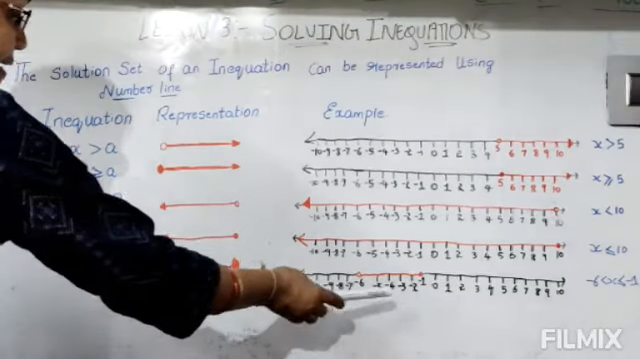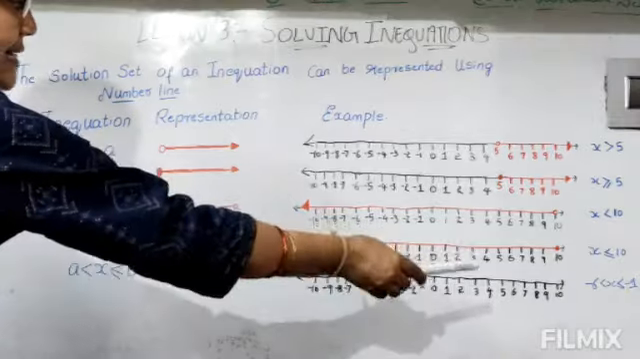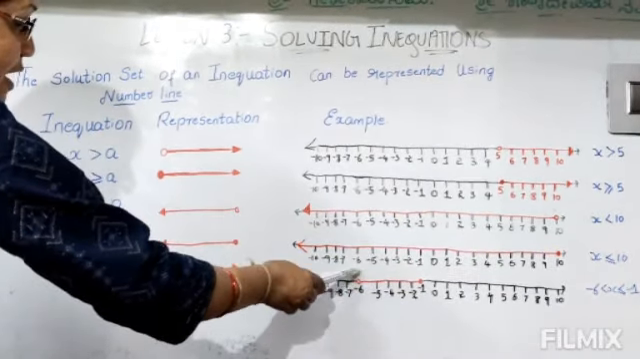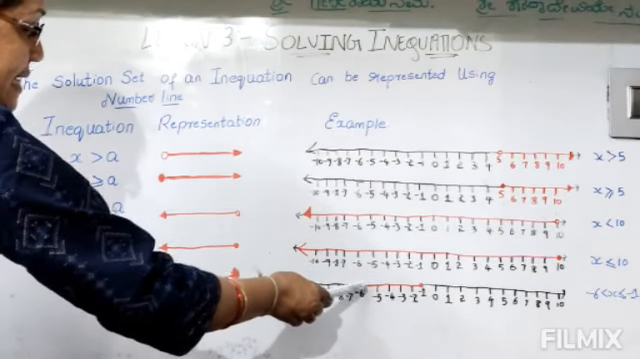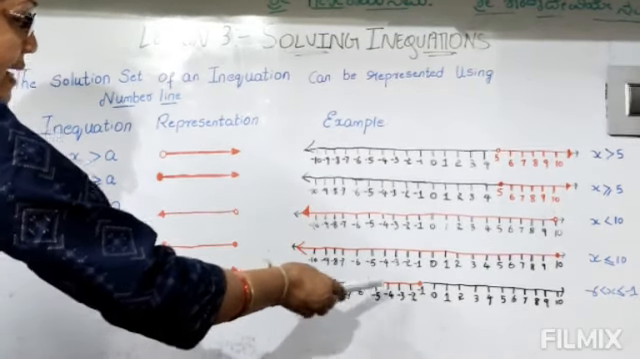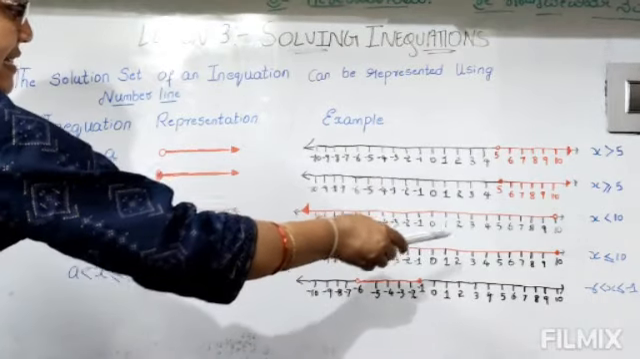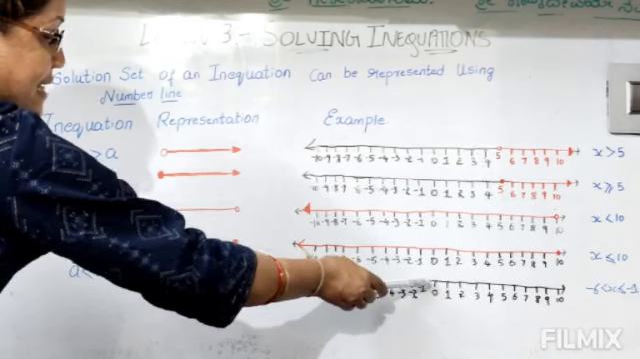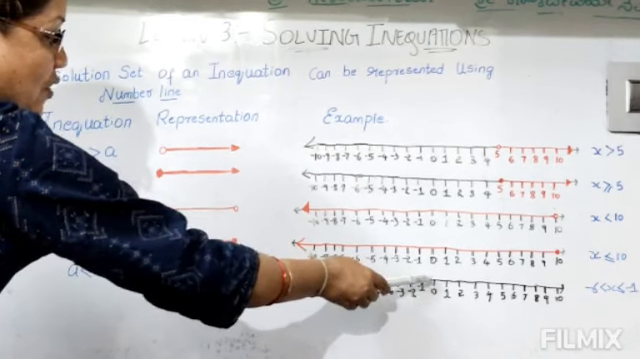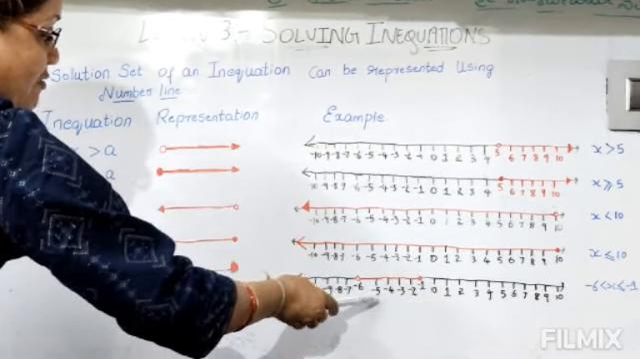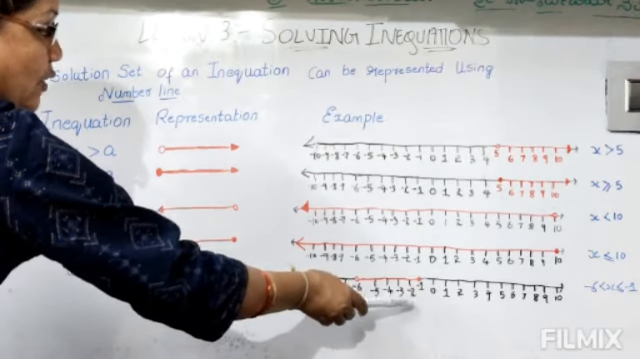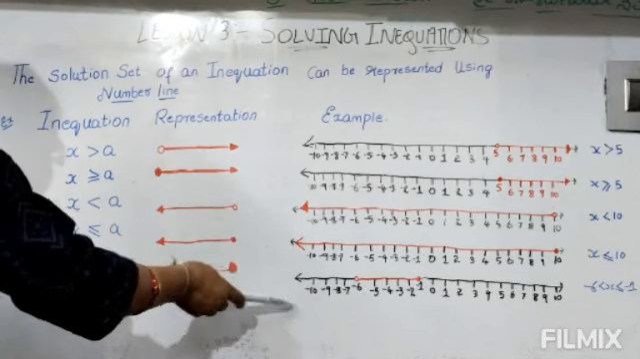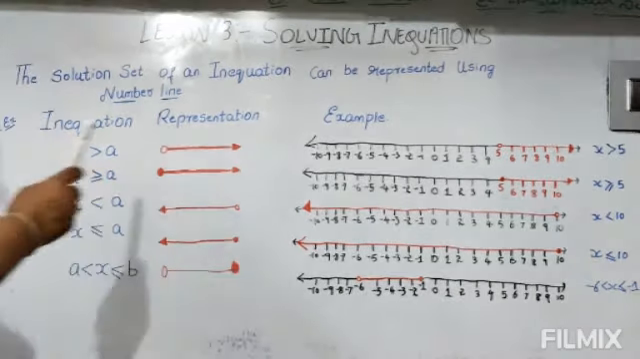Can you see here? Minus 6 is less than x. Can you see the hollow circle near minus 6? It is not included. x is less than or equal to minus 1. That is the darkened dot here. So, minus 6, 5, 4, 3, 2, 1. Understood? This is how you represent the inequations on the number line.